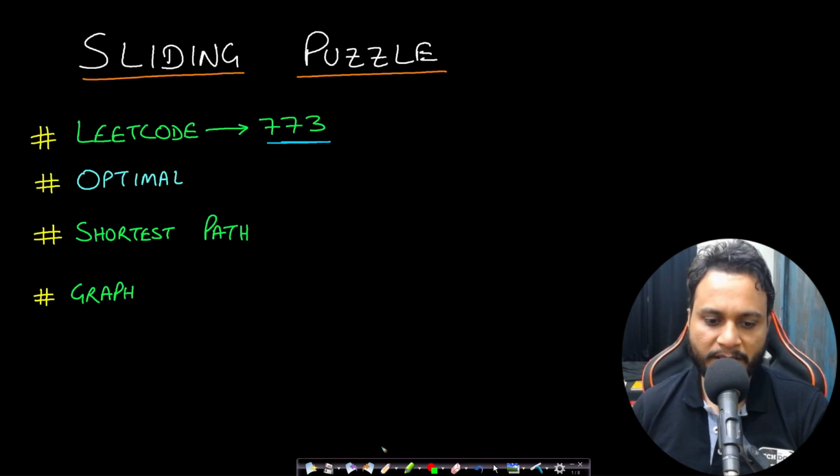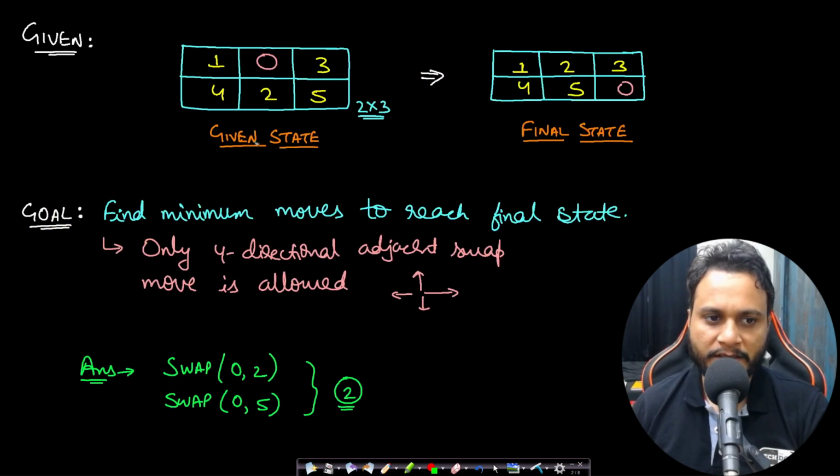Now let's look at an example for better understanding. In this case, we are given a state, and from this state we have to go to a final state, where the final state consists of all the numbers 1, 2, 3, 4, 5, and 0 will be at the last cell. So we need to find the minimum moves to reach the final state from our given state. Only 4 directional adjacent swaps are allowed.